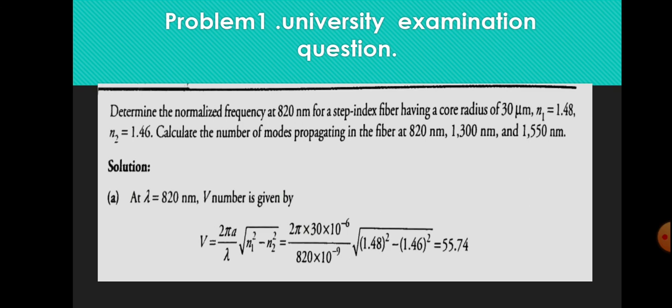There are other questions to find out numerical aperture or acceptance angle. You should learn by heart the equations that I have discussed in the previous sessions, and you can do problems directly by substitution. You can see that here we have root of n1 square minus n2 square. What is root of n1 square minus n2 square? That is the numerical aperture, right? So we can write the V number as 2 pi a divided by lambda into numerical aperture. If you are given the numerical aperture, you can find out the V number.